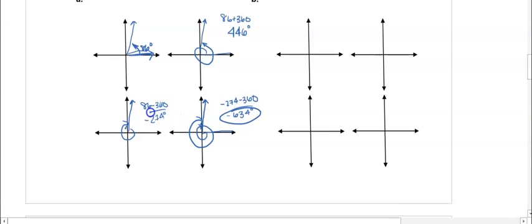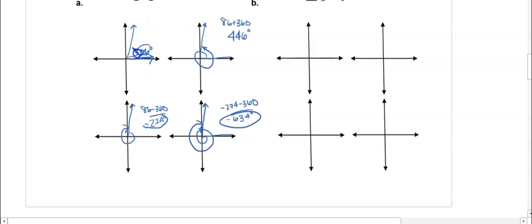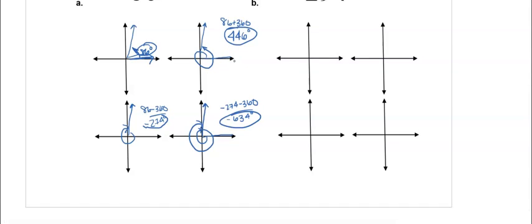Those are all coterminal, meaning they end in the exact same spot as the other one. They just have different degree measures, but because we're spinning around in a circle, they're ending in the same spot. Now let's talk about reference angles.